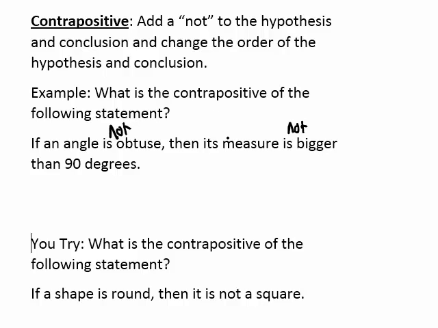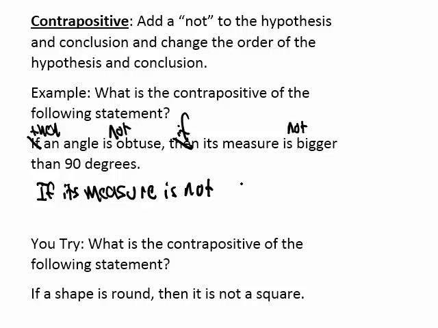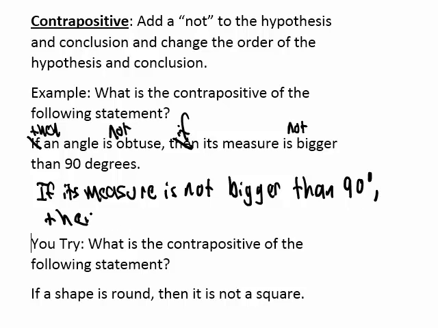So we negate it first, and now we're going to change the order. We're going to change the if to then, and the then to if, and we're going to rewrite it. So if its measure is not bigger than 90 degrees, then an angle is not obtuse.